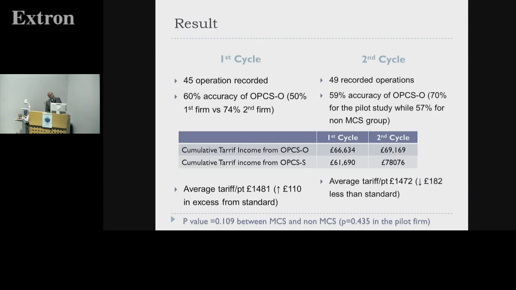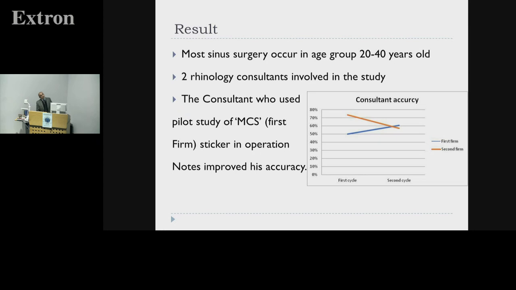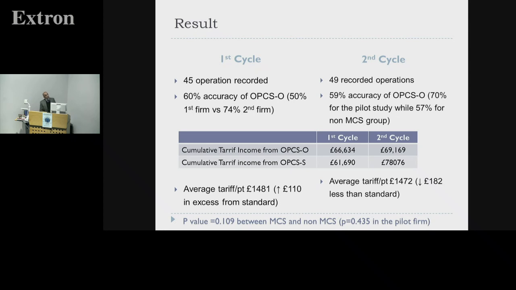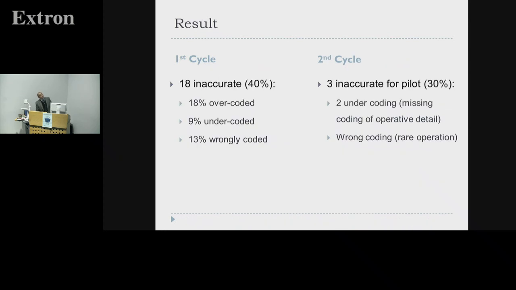Yeah. So for the result, we find that the accuracy in the second cycle for that consultant, which is blue, is getting better than the first cycle. But interestingly, it wasn't significantly different between the first and second cycle. But it still made a lot of difference for the second firm of the consultant. When we measured it, there were some inaccuracies. Some of them were over-coded, some of them were under-coded, some of them were wrongly coded.